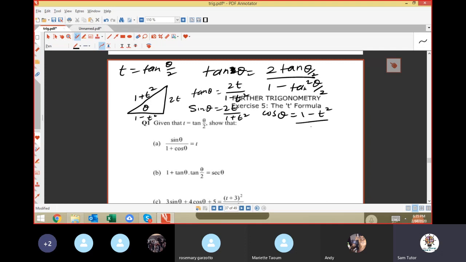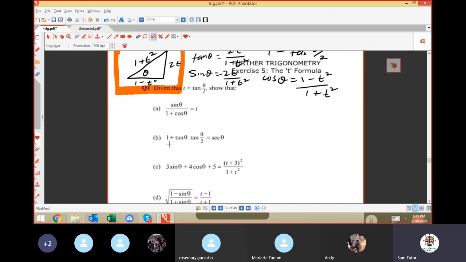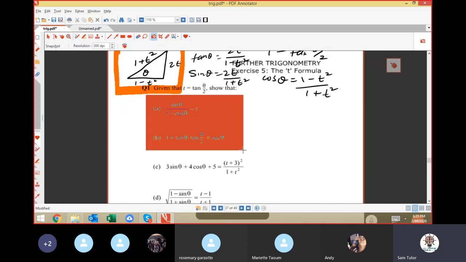And this is effectively the last formula I need you to memorize. But it's easier to memorize the triangle than it is to memorize these 3 results. So just memorize this triangle, which is actually really straightforward. So 2t, 1 minus, 1 plus. Okay. Let's take that and let's see if we can work through some of these questions.